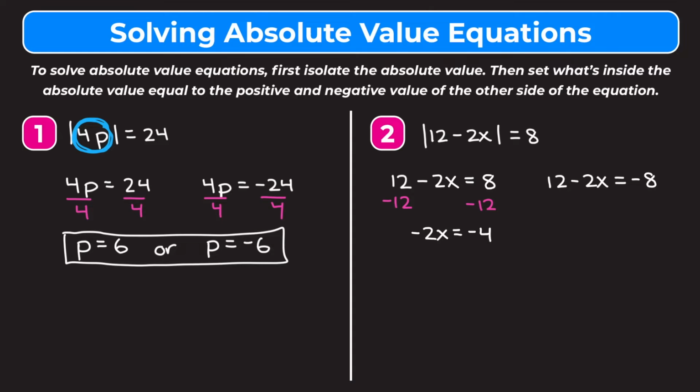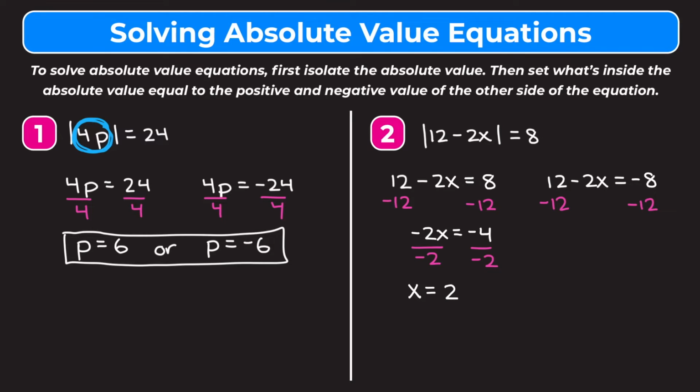And now we need to get rid of the negative 2 that's being multiplied, so we're going to divide both sides of our equation by negative 2. Negative 2 divided by negative 2 is 1, so we're left with 1x on the left, which is just x. On the right, negative 4 divided by negative 2 is a positive 2, so we get that x can equal 2. And now we're going to solve our right equation. So again, we want to start by subtracting 12 from both sides.